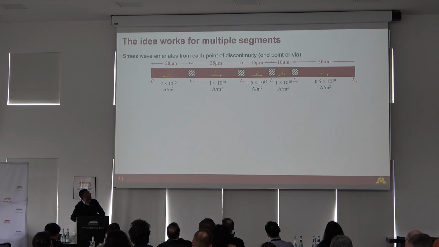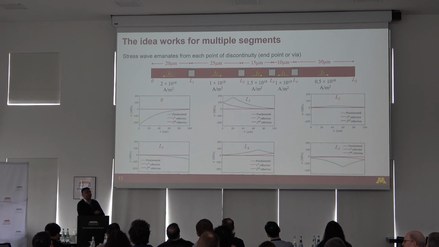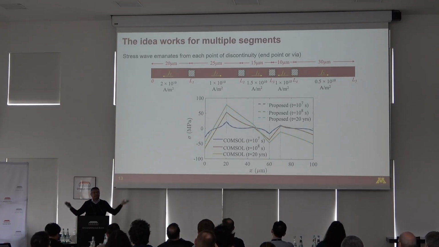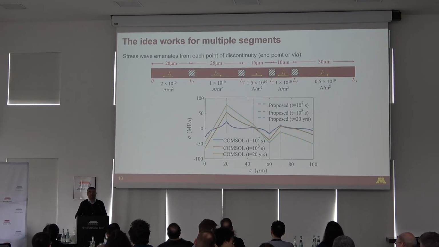And so you have 6 points of discontinuity here, 0, L1, L2, L3, L4, and L5. And you can kind of draw the stress waves for all of these. This is actually pretty much a closed form term. And if you add these up, what you get is something that looks like this. And you solve it numerically, you get exactly the same thing. Okay? No big surprise because you're solving pretty much the same equations. But you can do this in linear time in the number of discontinuities.